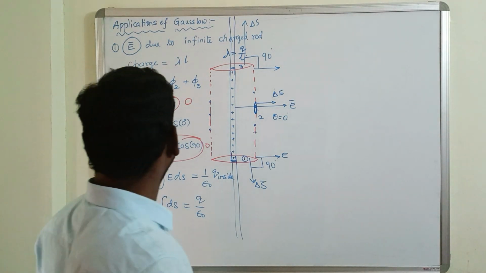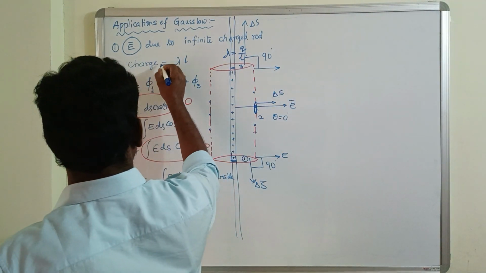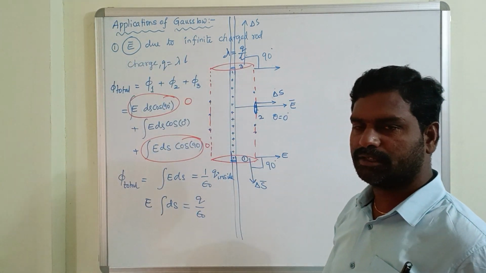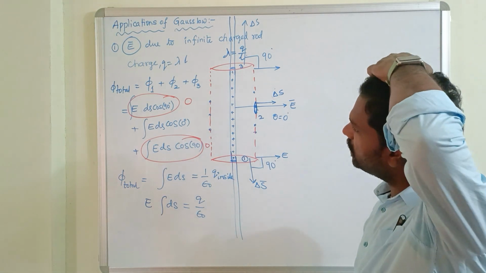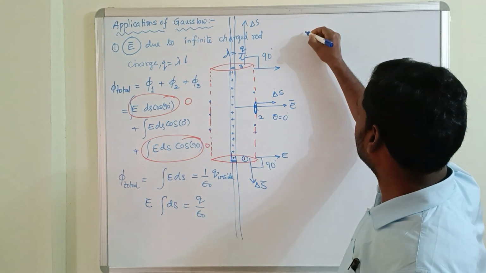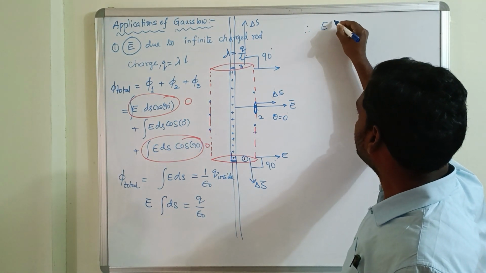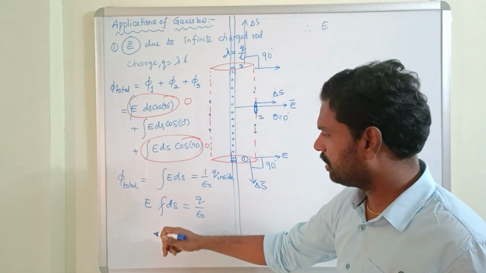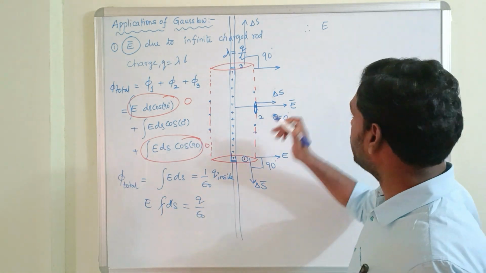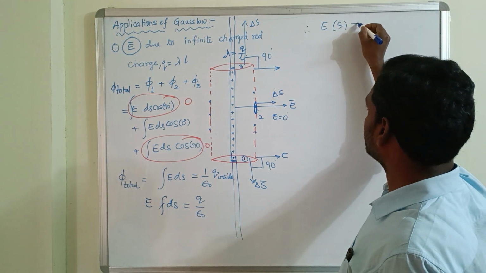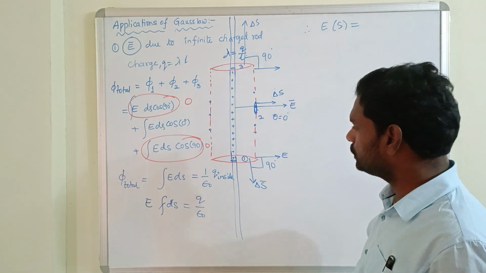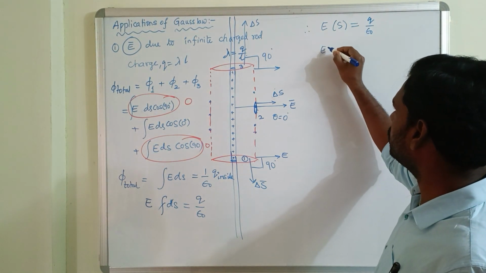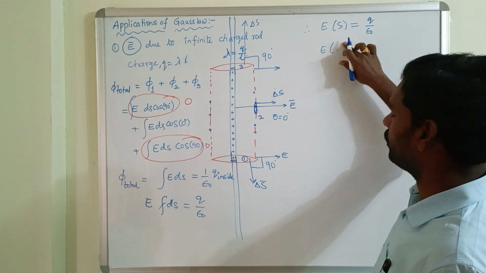What is Q here? Charge Q is equal to lambda into L. Lambda is nothing but charge per unit length, and into length it gives us the charge. Therefore, E integral ds is nothing but E into S, the total area, which is equal to the charge enclosed by epsilon naught. E into the area of the curved surface.